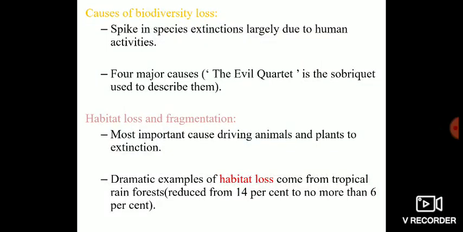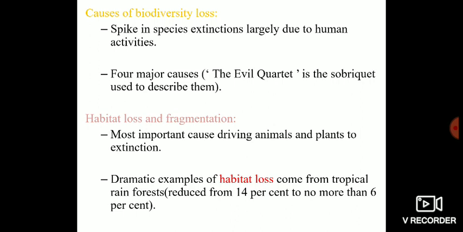Let's move on. You know that in the recent past there has been a sudden spike in species extinction rates, and these increased species extinction rates are believed to be directly or indirectly related to human activities. Usually four major causes are attributed to have resulted in tremendous loss of biodiversity, and these four factors or causes are in ecological terms known as the evil quartet. This is the popular name for these four causes or factors.